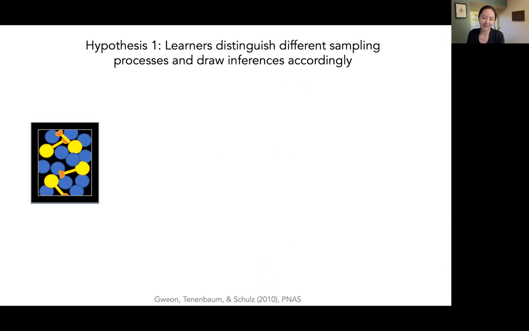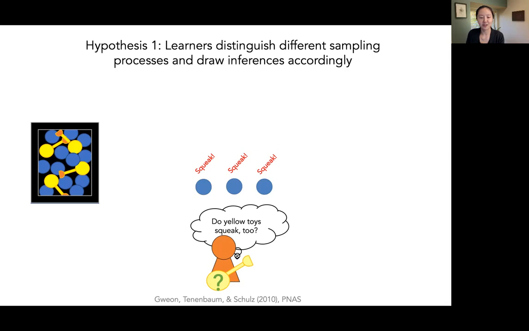Take a look at this box. There's a box that has many blue toys and just a few yellow toys. And imagine I casually reach inside the box and draw this particular blue toy. I squeeze this toy and the toy makes a squeak sound. I do it again. I do it again. So based on these three blue toys from this kind of box, what would you learn? Especially when you're given the yellow toy now, would you think that the yellow toy squeaks too? In this case, you might not be so sure, but because the sample is pretty probable given the composition of the population, it could have been sampled randomly.